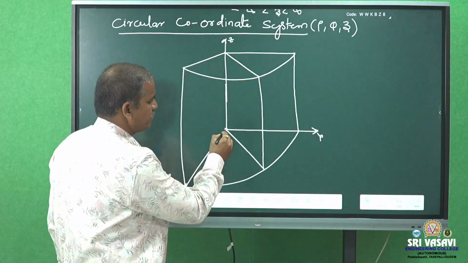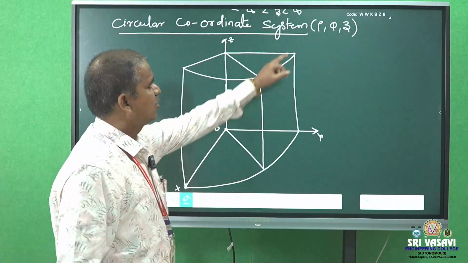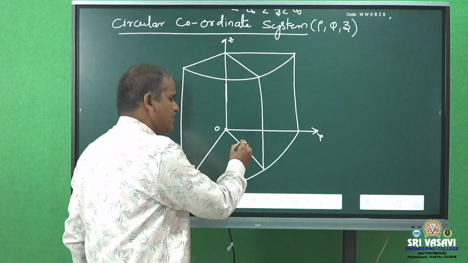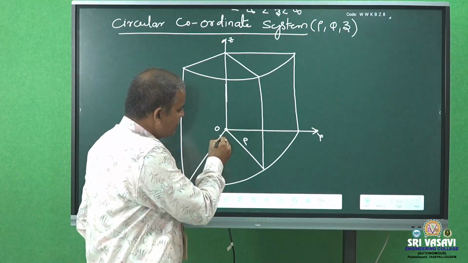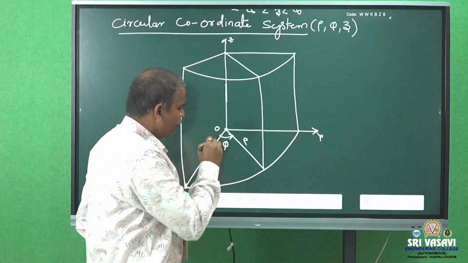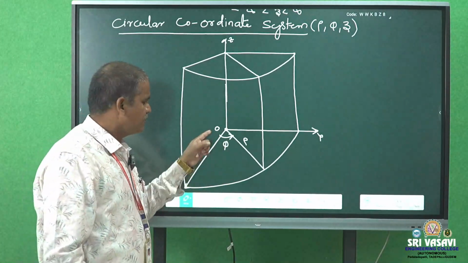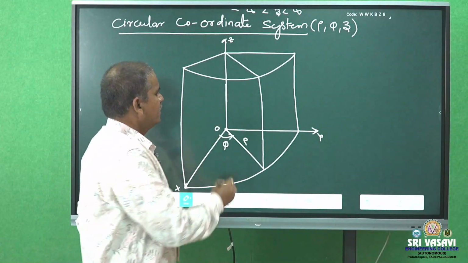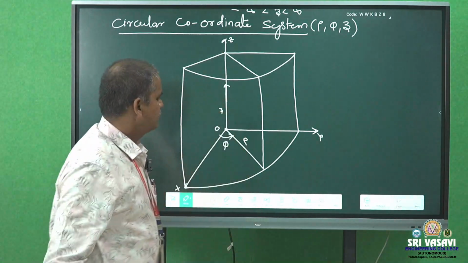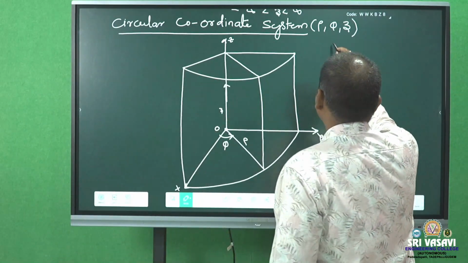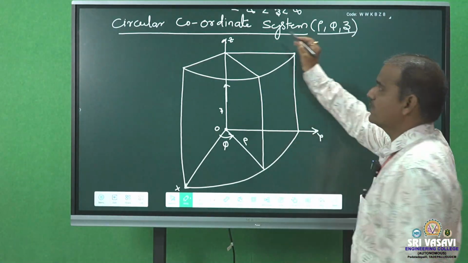So this is the origin point. We represent rho. Rho is a radial distance starting from the origin 0. This angle is phi. Phi is called the azimuthal angle. The range is from 0 to 2 pi, and this is the z coordinate. Already we know this is the z coordinate. So rho, phi, z are the variables of the circular system.